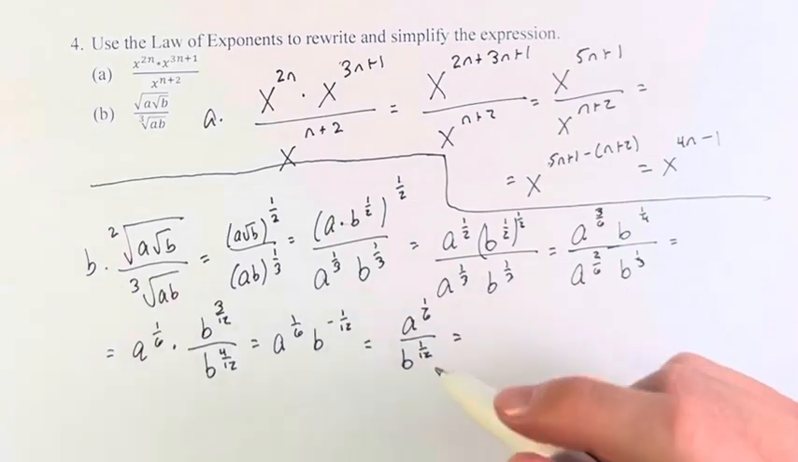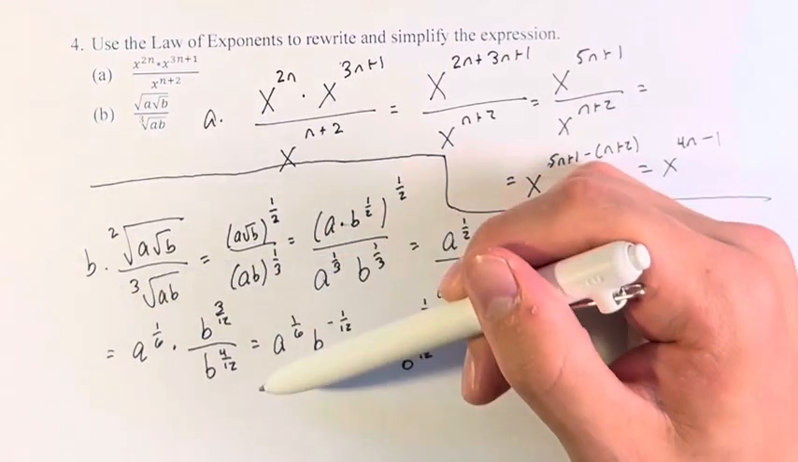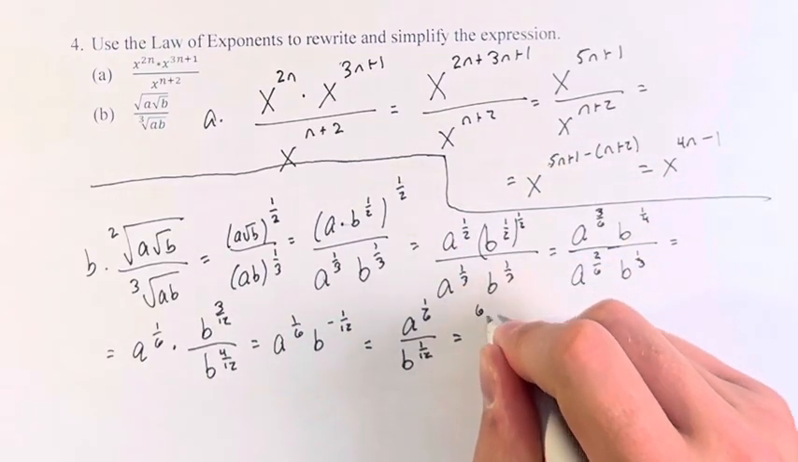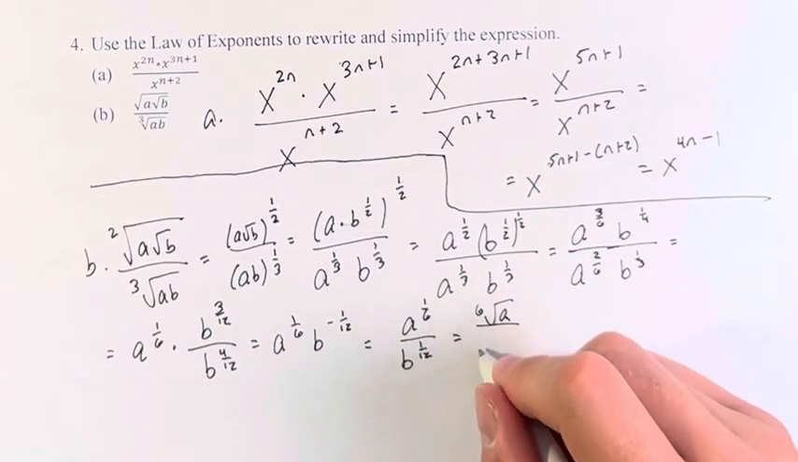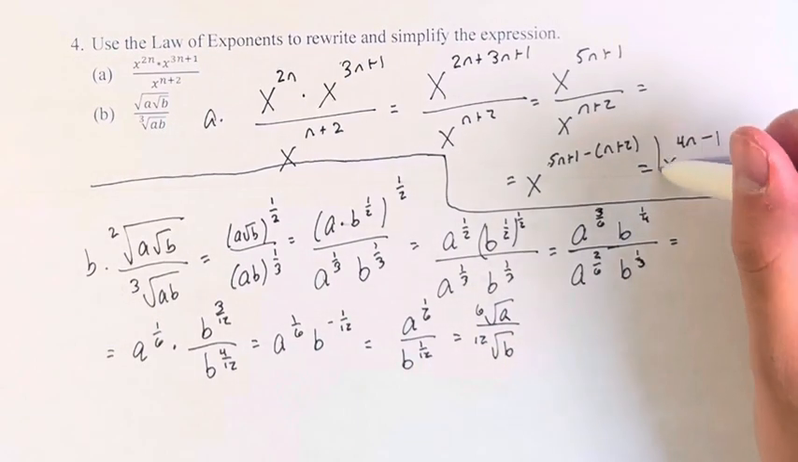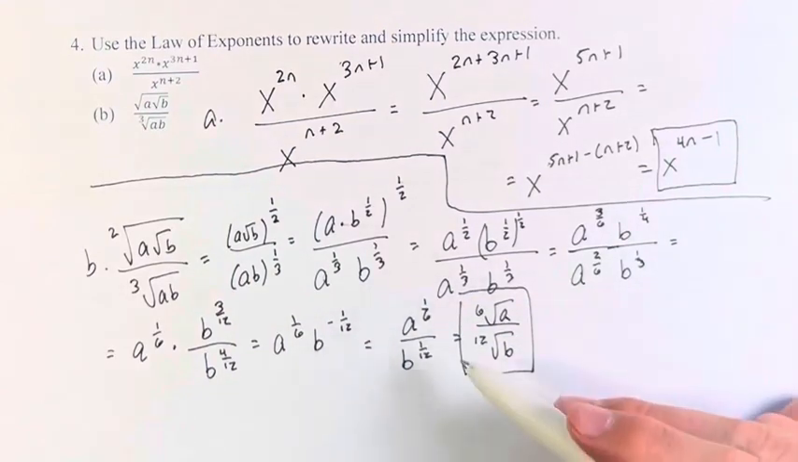And it's not really necessary, but like we said earlier, the cube root is equal to 1 over 3. Therefore, if we have 1 over 6, we know that's the 6th root of a. 1 over 12 is the 12th root of b. So for these two expressions, a is equal to x to the 4n minus 1, and b is equal to the 6th root of a divided by the 12th root of b.